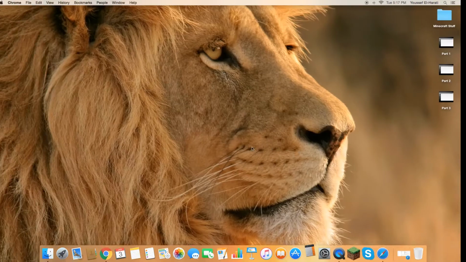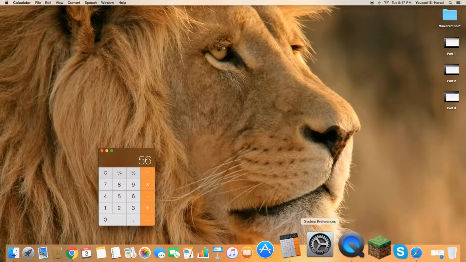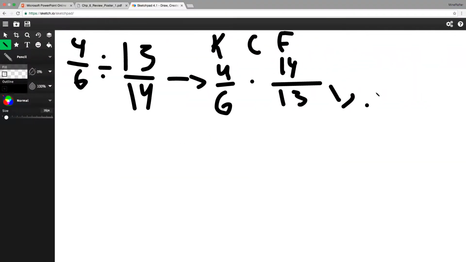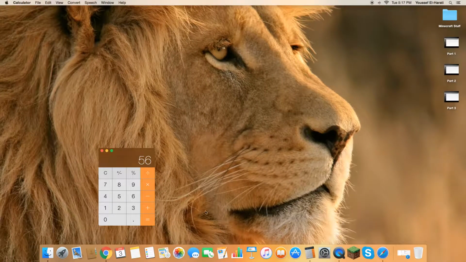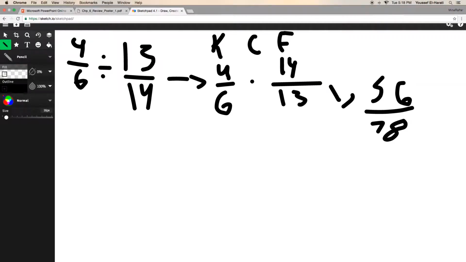So you're going to do 4 times 14. You're going to get 56. The ones you get for the top, you keep on the top in the answer. So right here, what you get from these two, you put on the top. And then you go 6 times 13, and you will get approximately 78. Since you did those on the bottom, whatever you get from those, you put on the bottom. And that's how you divide proper fractions. Simple.